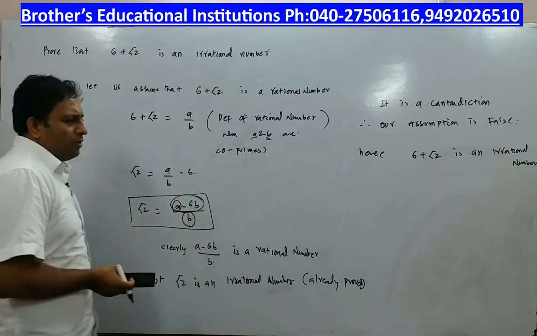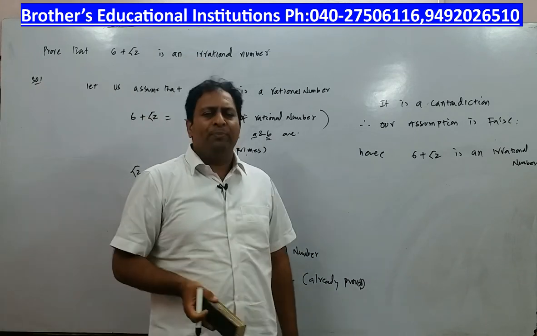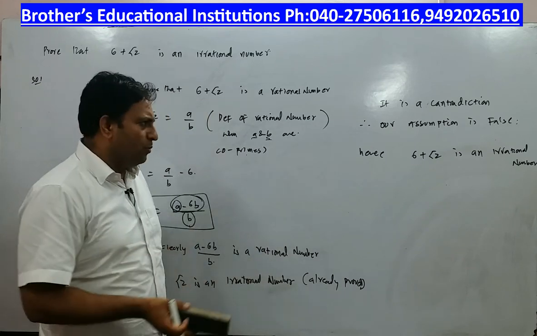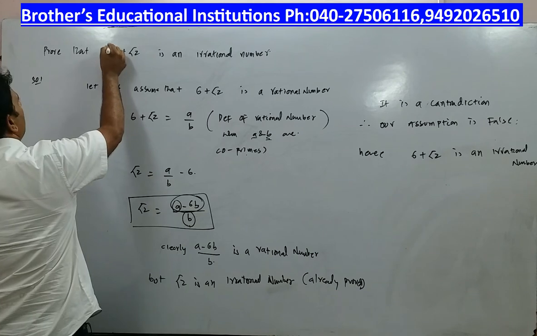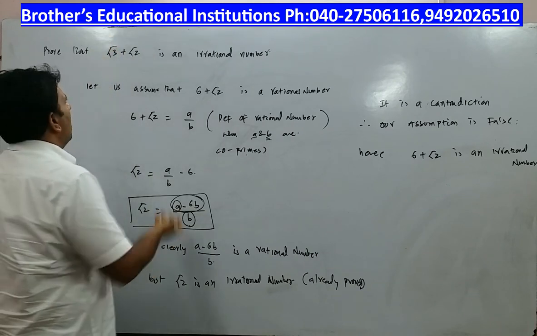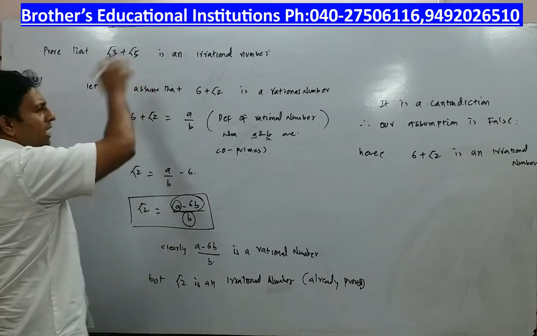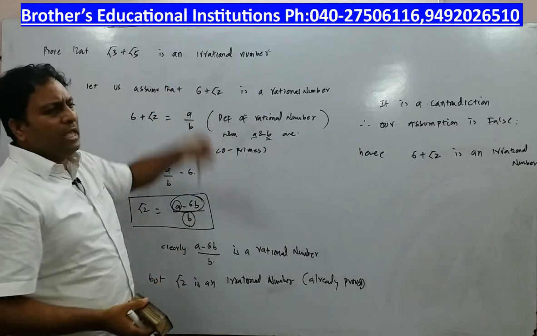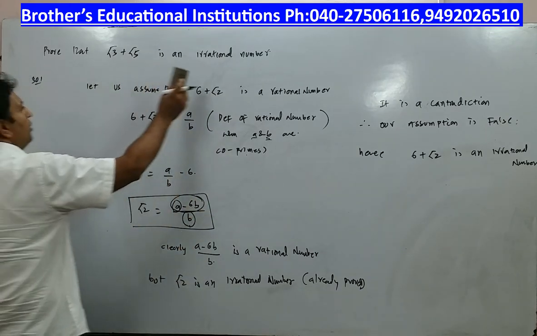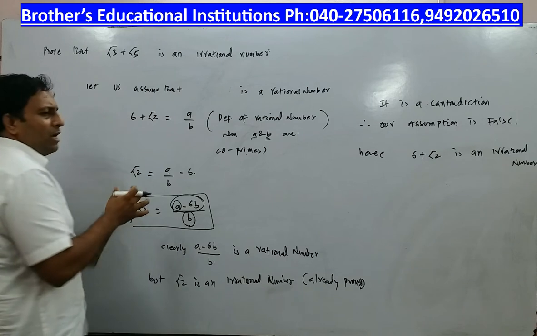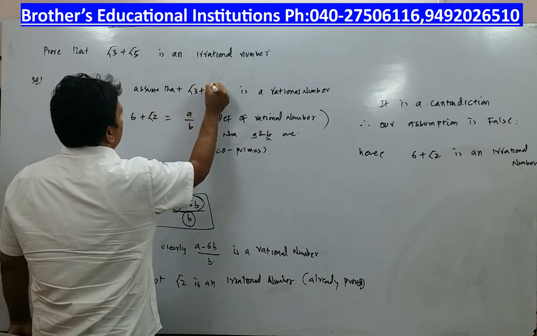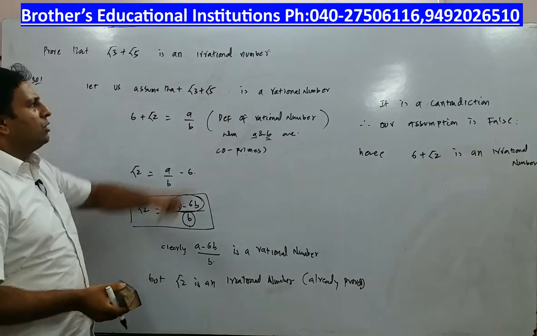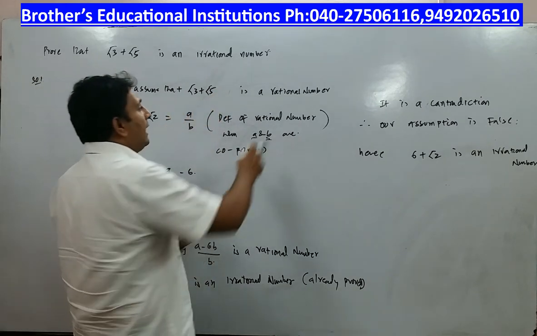Now we will move forward and take the next model, which is in the form of root A plus root B. Alright, now let me take a problem. Prove that root 3 plus root 5, anything you can take, of the root a plus root b form, is an irrational number. This also we are going to prove with the contradictory proof. So let us assume root 3 plus root 5 is a rational number.